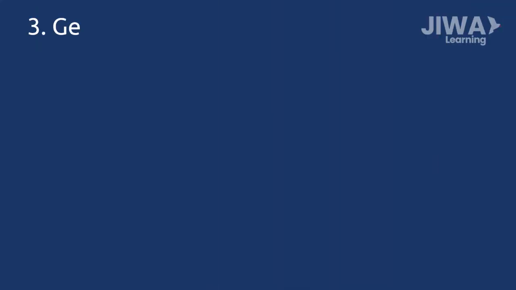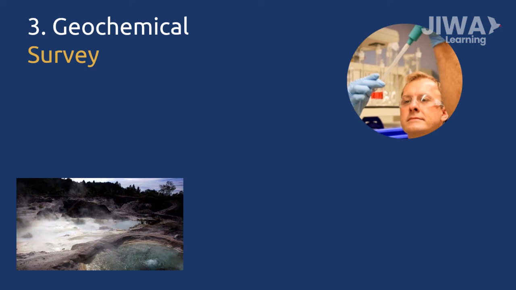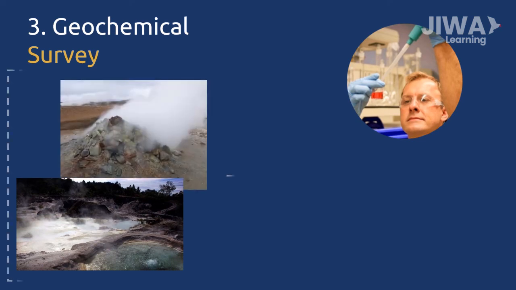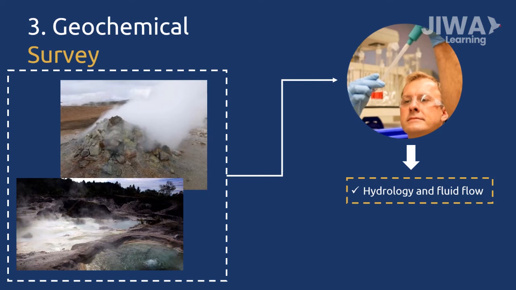The last G we're going to talk about is the geochemical survey. Geochemists will take samples of existing geothermal manifestations, such as hot springs and fumaroles. They can interpret the hydrology and fluid flow of the system, reservoir fluid characteristics such as scaling and unfriendly fluid potential and its origin, by analyzing the chemical composition of the fluid samples.